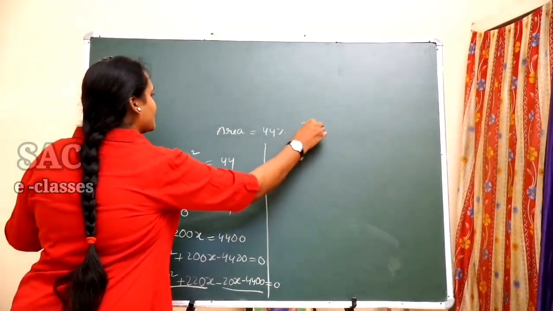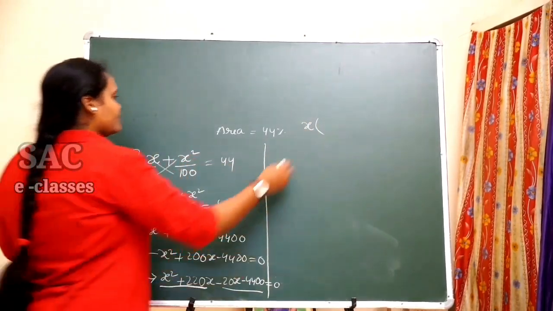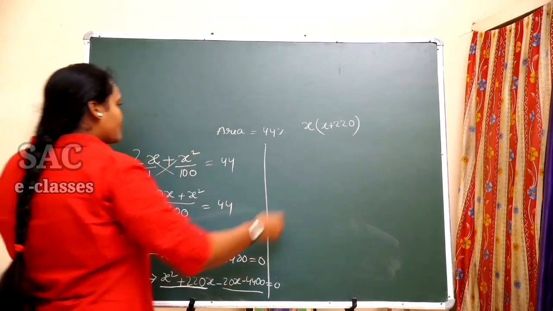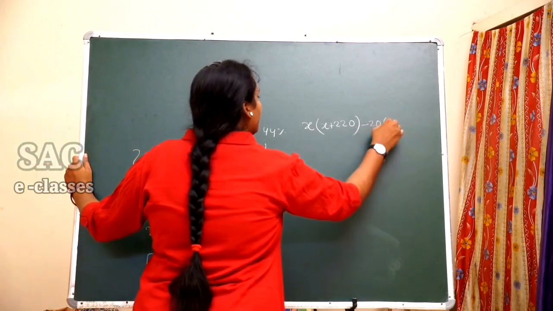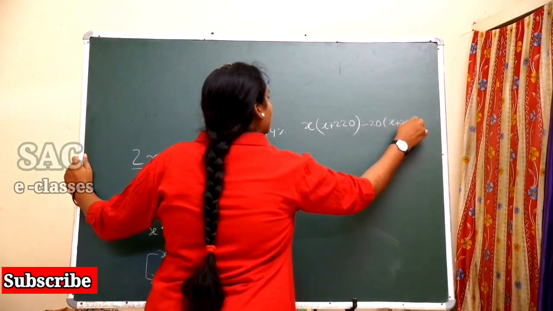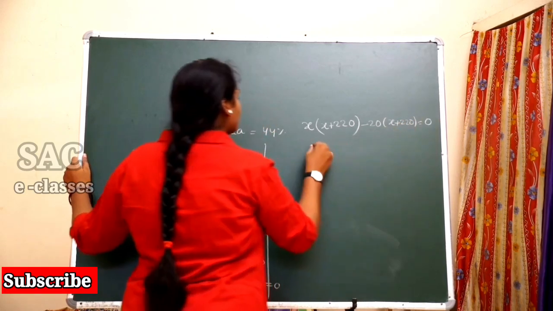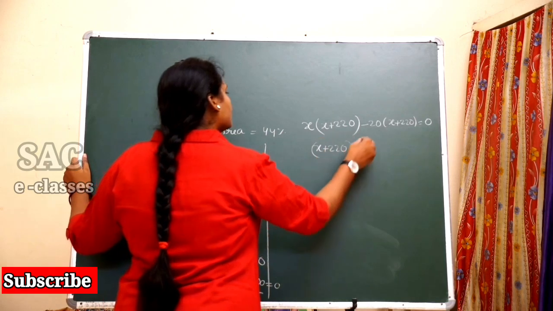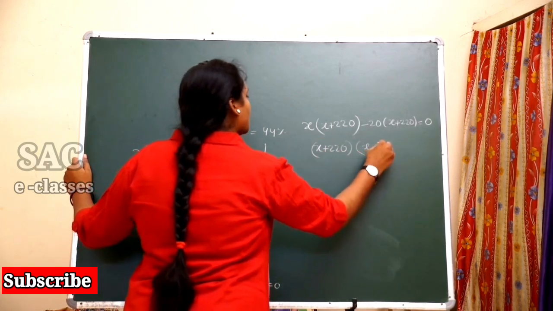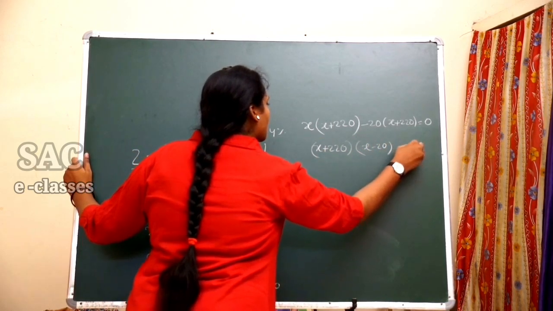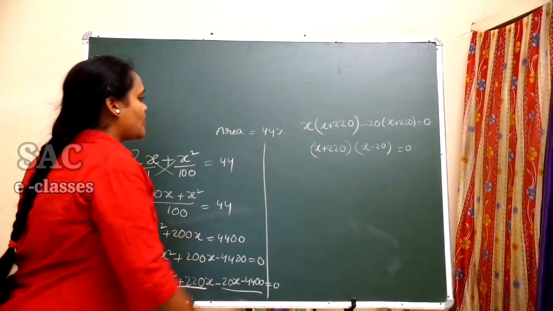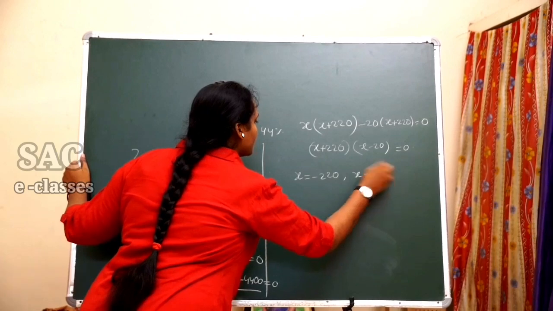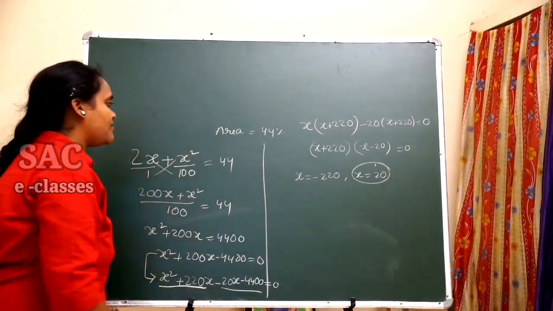So x into x plus 220 into minus 20 into x plus 220 equal to 0. So x plus 220 into x minus 20 is equal to 0. So x minus 220, x equal to 20. So the answer is 20, cannot be minus 220.